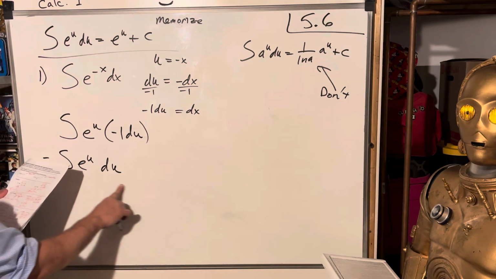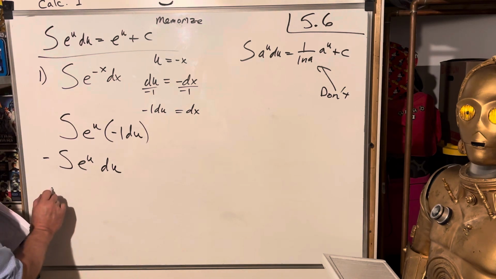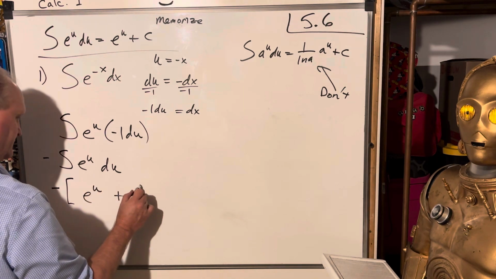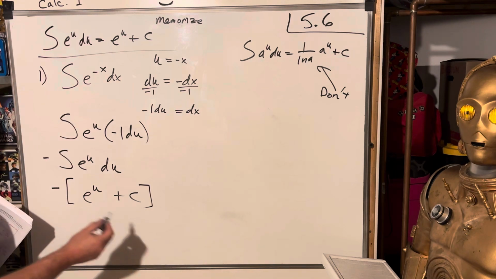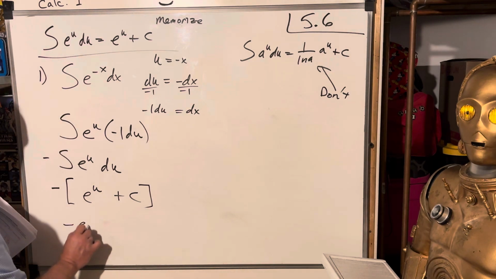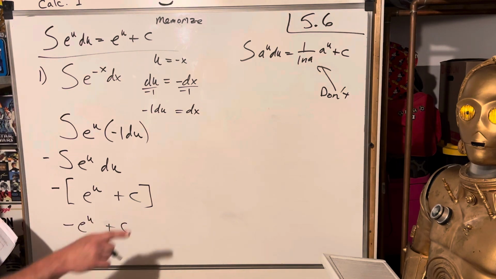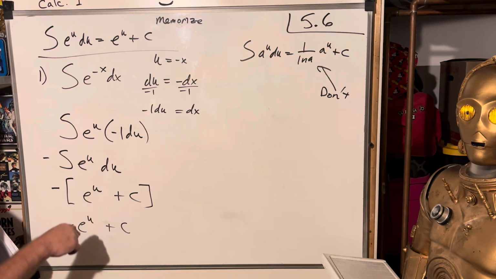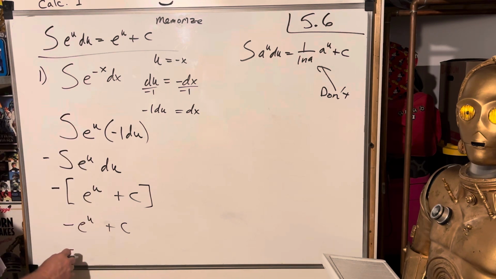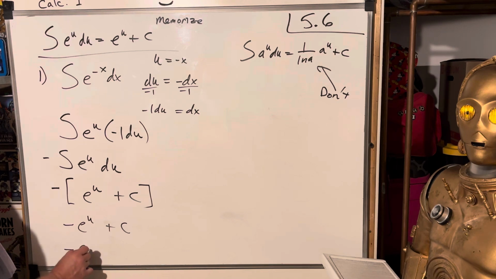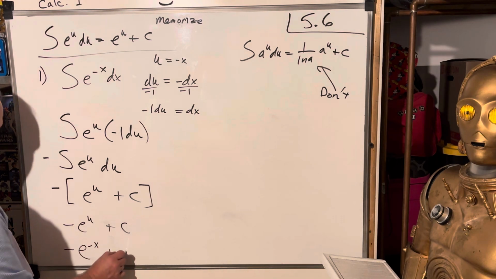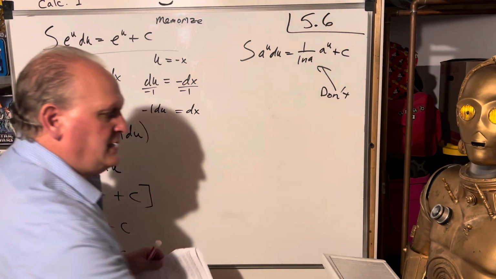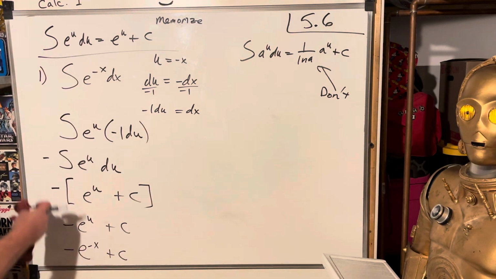And so that negative 1 gets pulled out in front. And now that is just e to the u plus c. So it's negative e to the u plus c. And now you got to remember to put the x back in there. It's not a definite integral, and so we need to put x back. And there we are. So resubstitute in the x values.